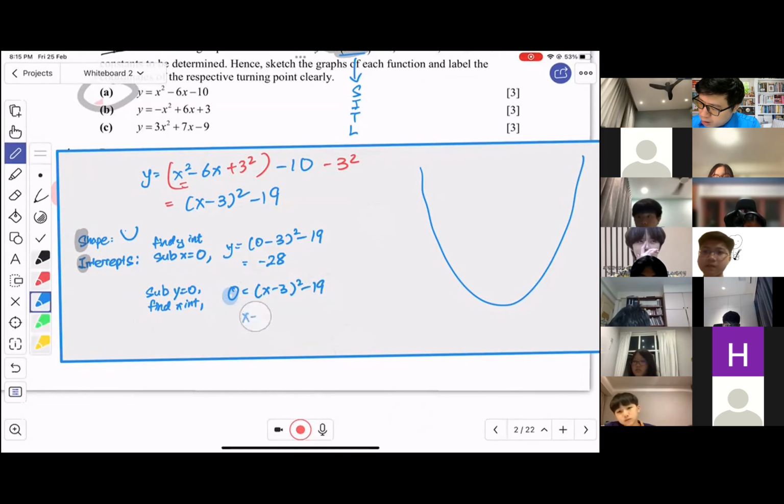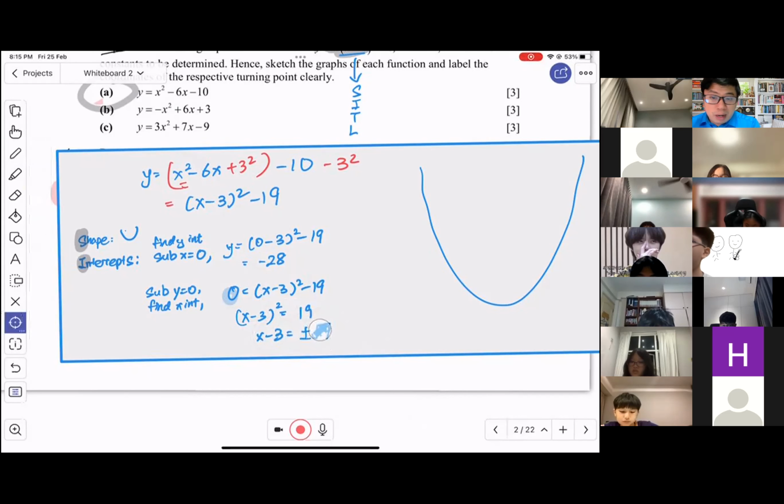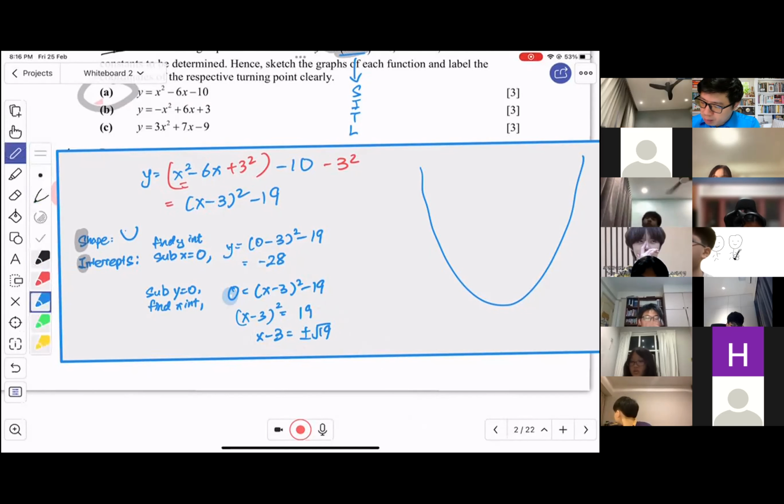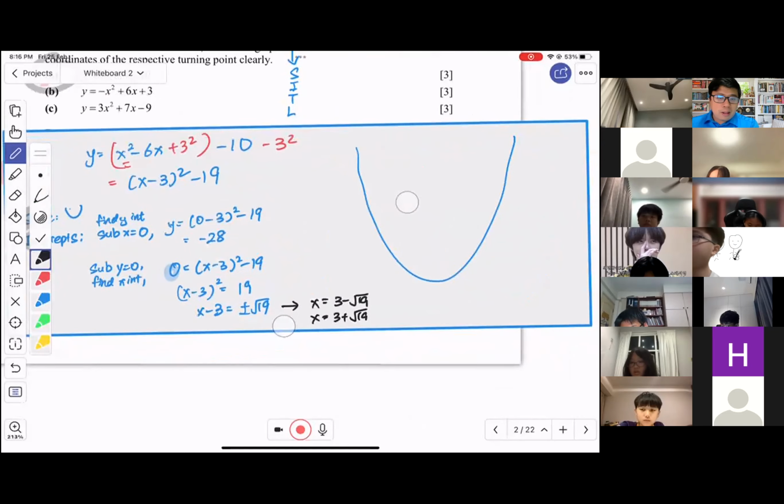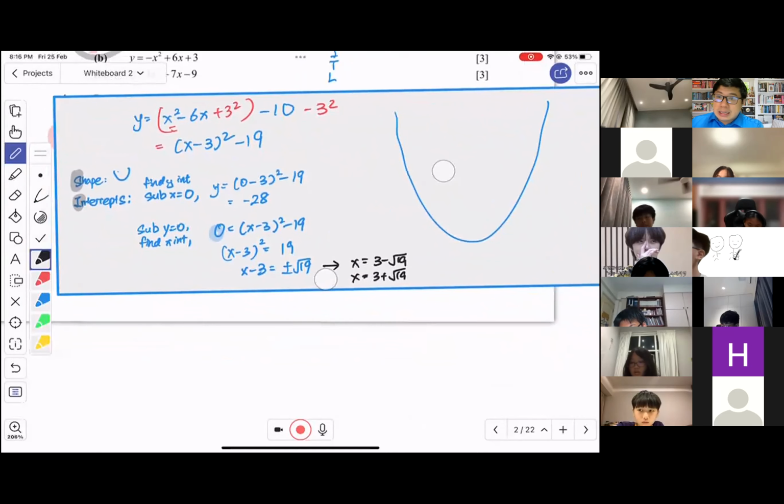First one, (x minus 3) squared equals 19. Push it to the right. Second step, square root both sides. x minus 3 equals plus minus square root 19. Don't forget the plus minus. Okay? So from here, x will be equal to 3 minus square root 19, or x equals 3 plus square root 19. So that is the intercept.